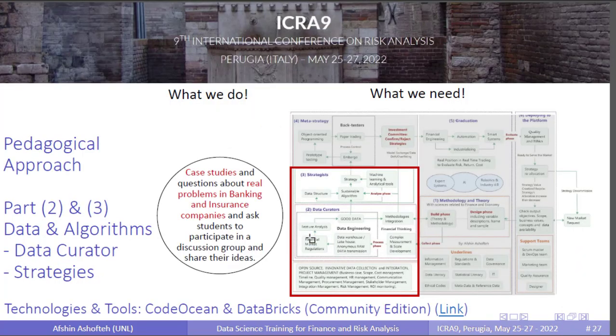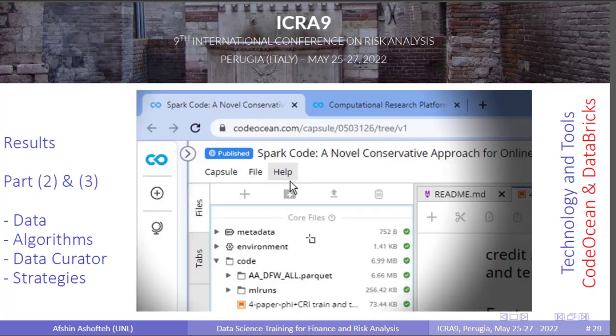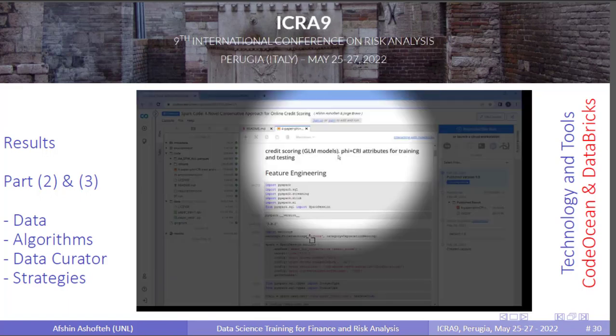The second and third parts of the skills and knowledge are about data engineering and providing algorithms based on methodologies. To cover these two parts, I use the free platform of CodeOcean, and I put a complete machine learning program in PySpark for online credit scoring, including the real data, codes, and results. So you can see a complete platform with computation power to publish your educational code, which is completely reproducible.